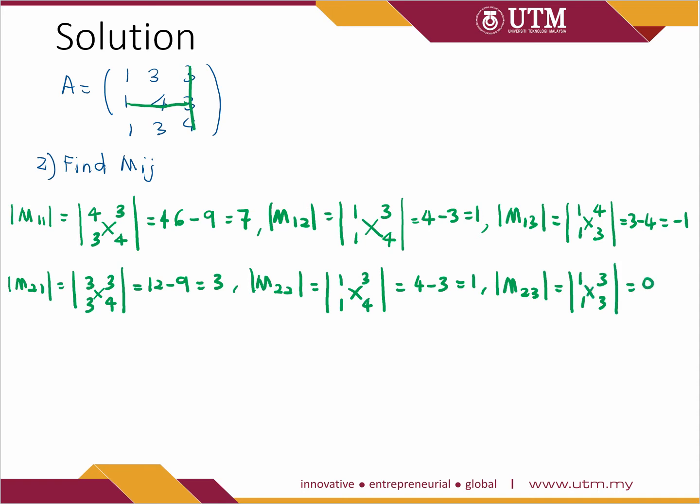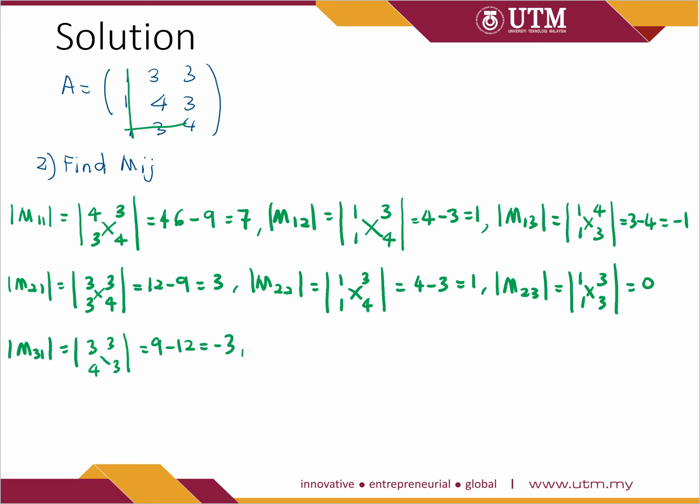So now the next step, the last one, is finding the third row, first column. So we remove the third row and first column. Our matrix will be 3, 3, 4, 3. This will be 9 minus 12. This equals negative 3.